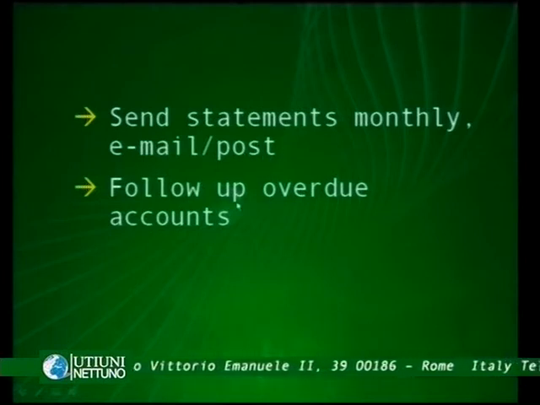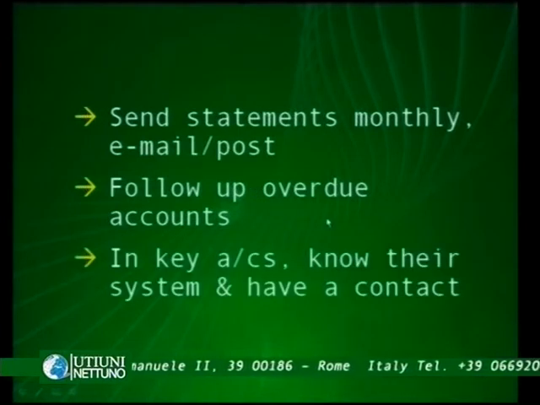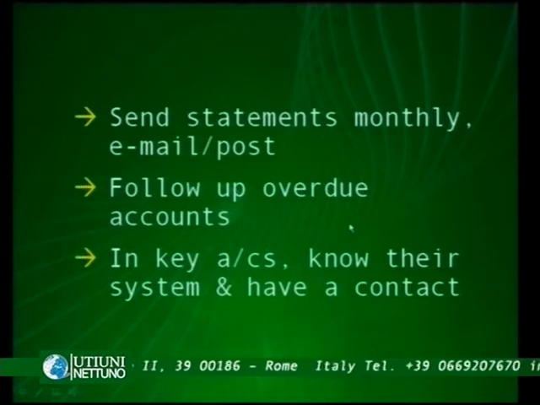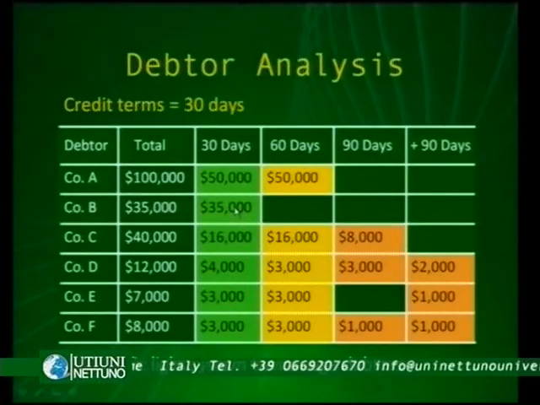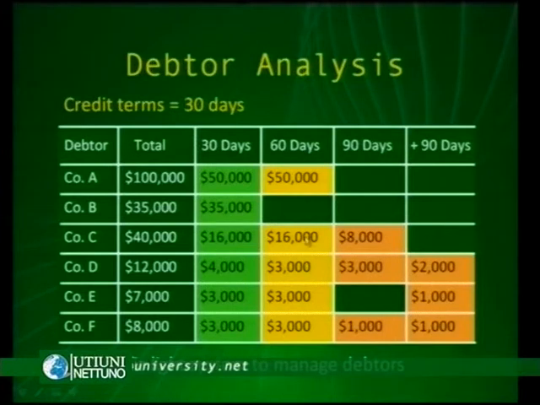Follow up what's overdue in the accounts. Follow it up rigorously. In key accounts, know the system and have a contact to try and influence that. Use a traffic light system to manage debtors. You can see here in this example, some companies very slow at paying, so you'd follow up on those a lot more vigorously than any others. And in doing that, you keep an eye on the business and on the debtor levels. That is basically it.